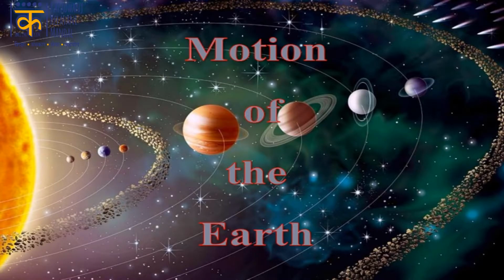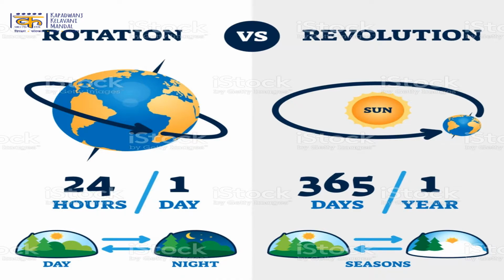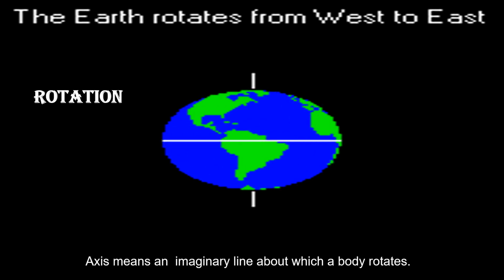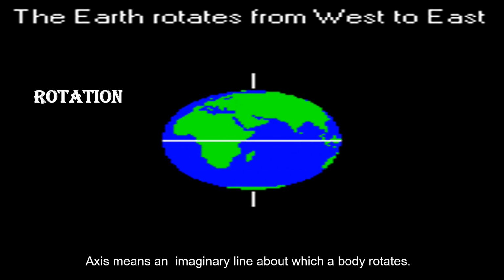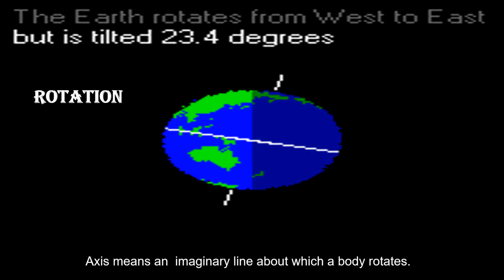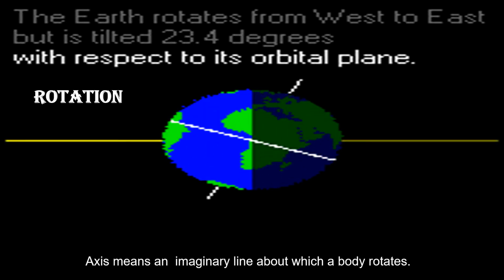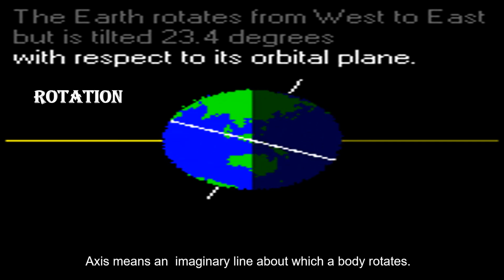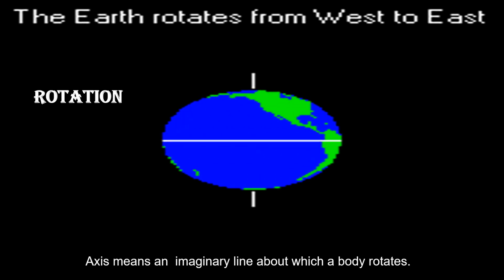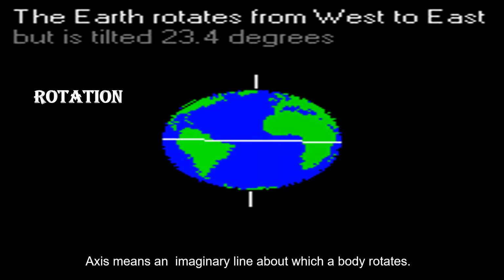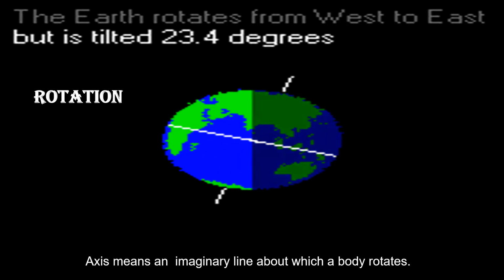How many types of motion of the earth are there? There are two types of the motion of the earth, rotation and revolution. What is rotation? As you know that top rotates on its axis. In the same way, earth also rotates on its axis from west to east direction. This circular motion of the earth is called daily motion. It is also called rotation.